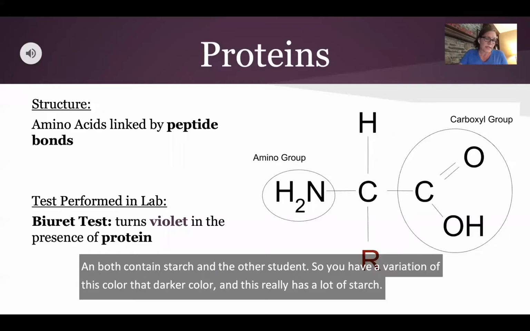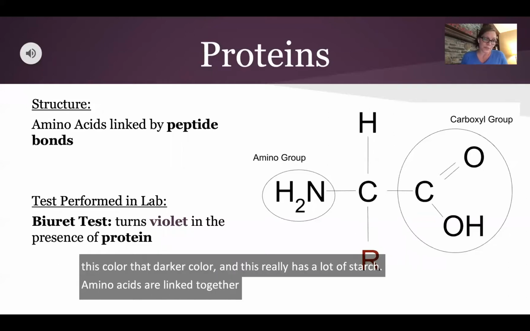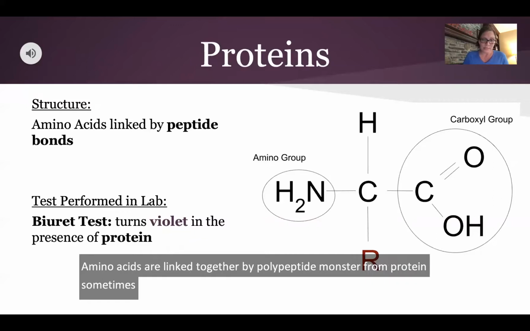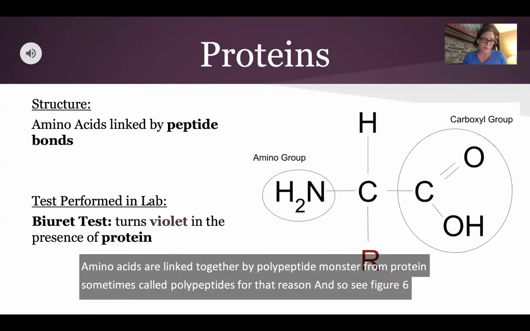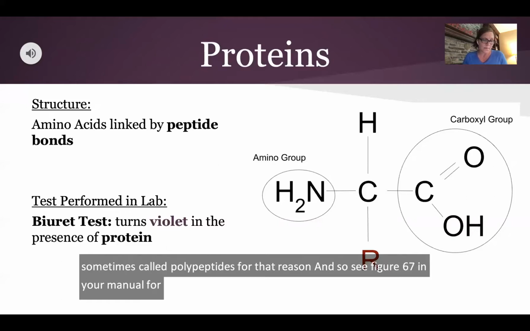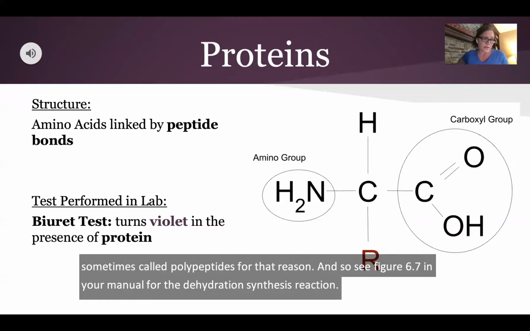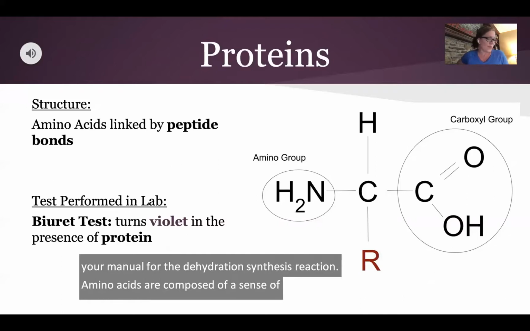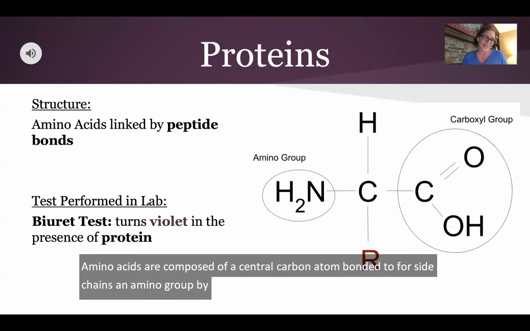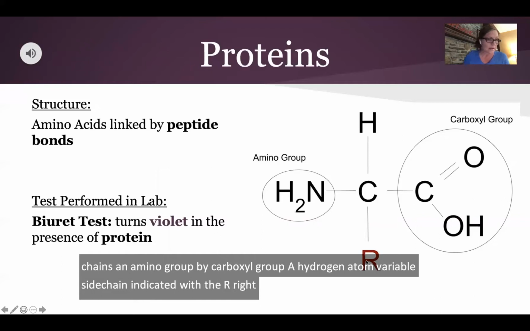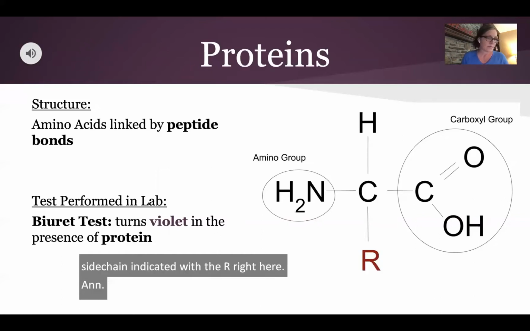Amino acids are linked together by peptide bonds to form proteins, sometimes called polypeptides for that reason. So see figure 6.7 in your manual for the dehydration synthesis reaction. Amino acids are composed of a central carbon atom bonded to 4 groups: an amino group, a carboxyl group, a hydrogen, and a variable side chain indicated with the R right here. That is actually the amino acid.